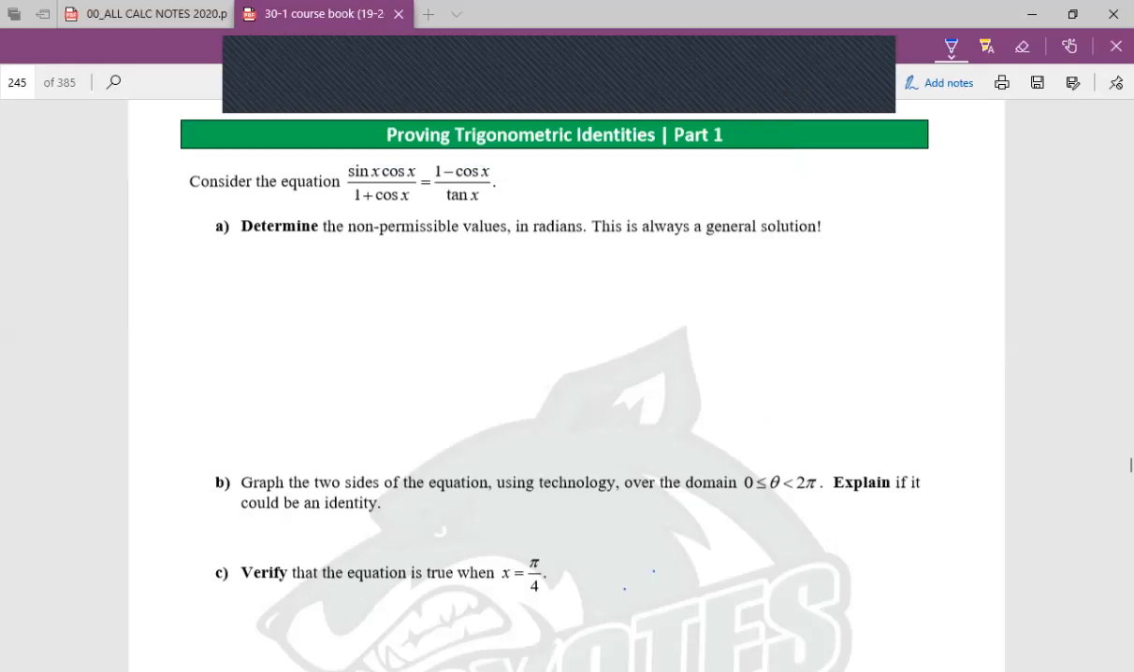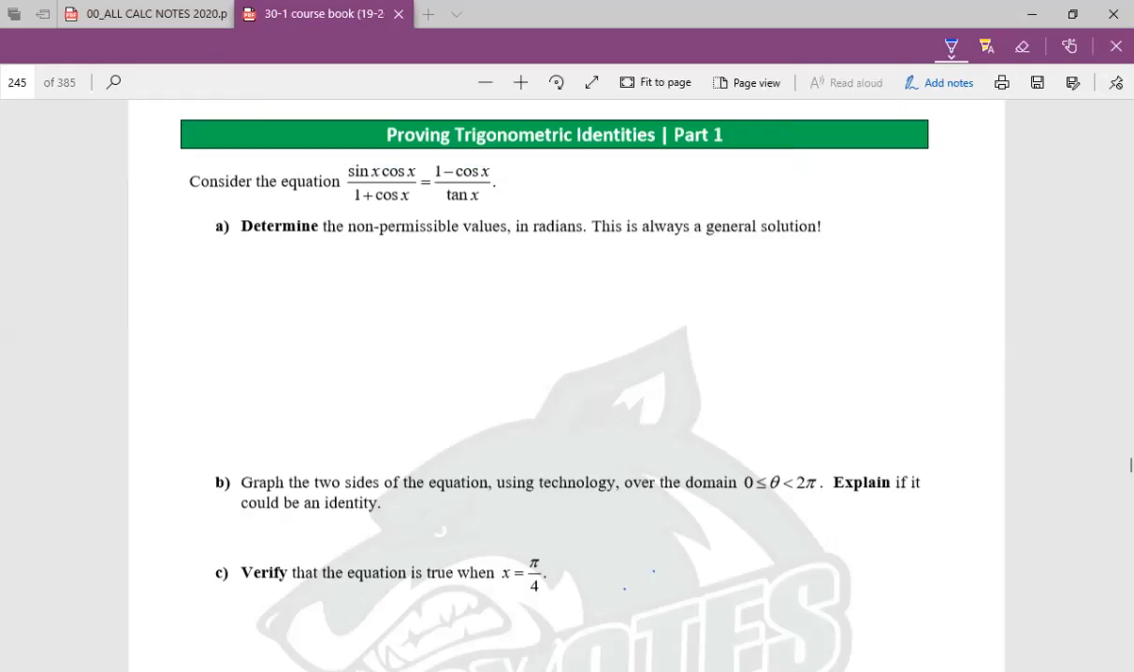Last section was simplifying trig identities, and it was using these tools that we've been building, and we will continue to build some more that end up being helpful in showing that the left side of an equation that's given to us is equal to the right side. And so we start off with something that looks like this. Sine x times cos x over 1 plus cos x is equal to 1 minus cos x over tan x.